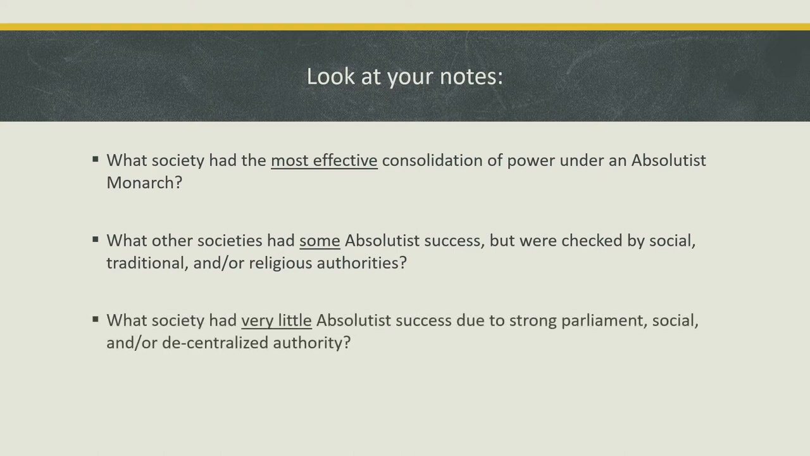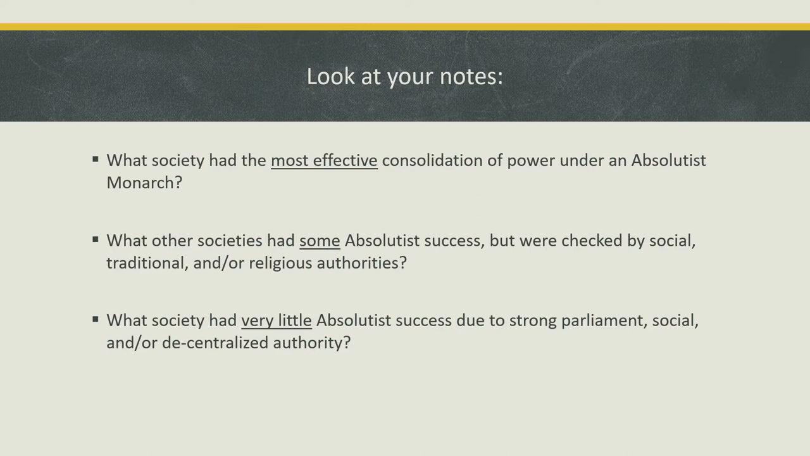And then finally, I want you to review your notes and tell me what society had very little success in consolidating power under an absolutist monarchy, due to, say, strong representative bodies or social pressures or decentralized authority, or maybe all of the above.